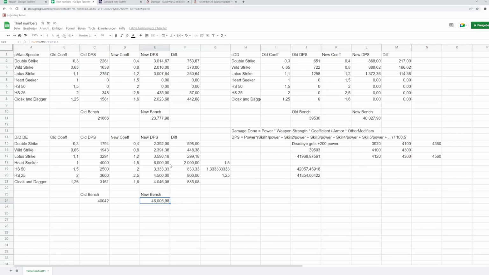What could also change is that these new coefficients could influence the rotation you want to do. And obviously, if you find a better rotation that now makes more use of Heartseeker above 50% health because it got way better, you could do that, and this would lead to even higher DPS. So you can maybe understand that this 46k can also be seen as a lower bound, and there might be a benchmark that goes above.